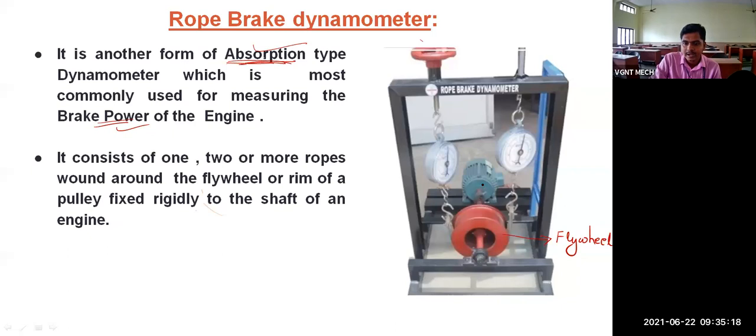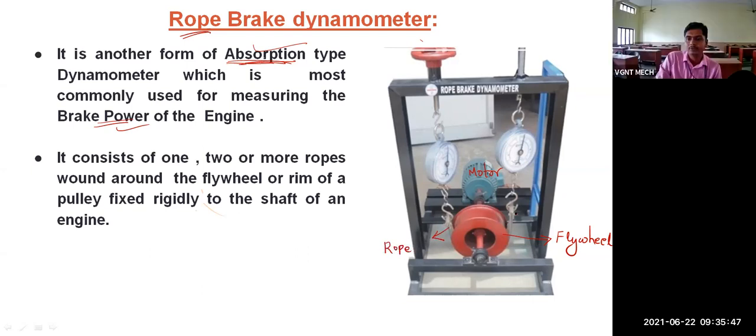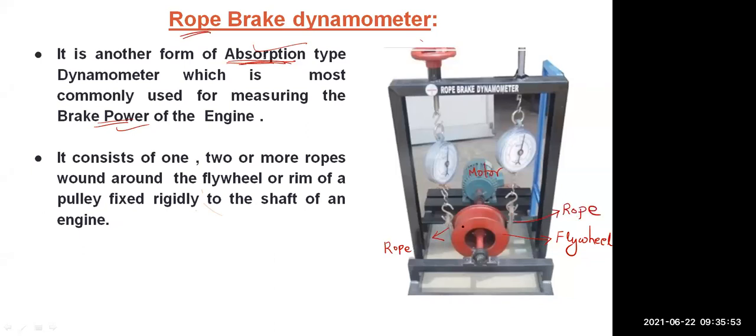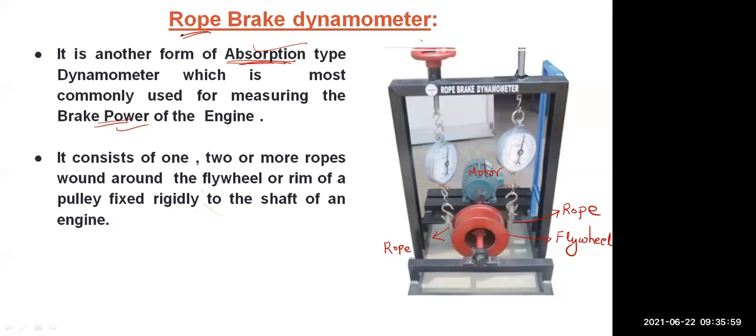This part is connected with the engine. Here we have attached a motor, but we can replace this motor with an engine. So this part will be connected with the engine, so that when the engine or motor rotates, this flywheel will also rotate. And why is the name rope brake dynamometer? Because here you can see some ropes. These are the ropes, and here also you can see this part, this is also a rope. We are using rope, and that's why it is rope brake, because it is used to calculate the brake power. That's why the name is rope brake dynamometer.